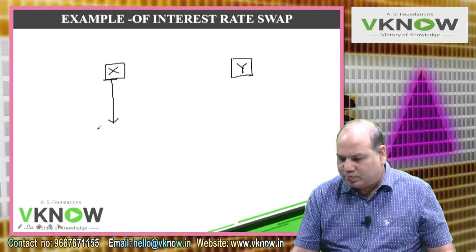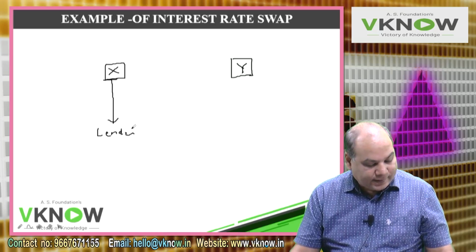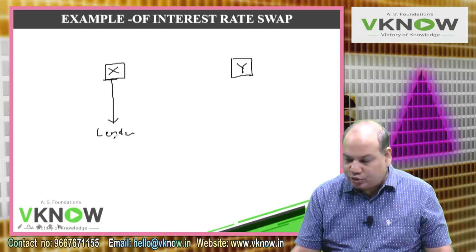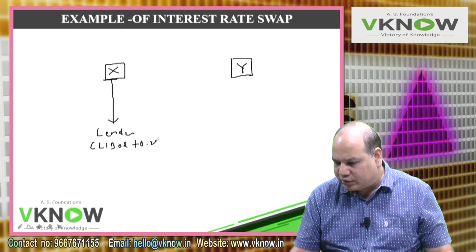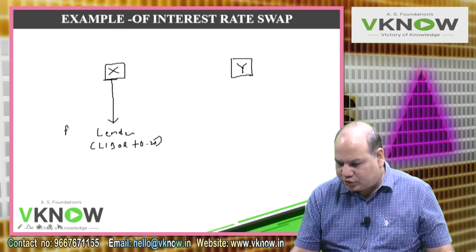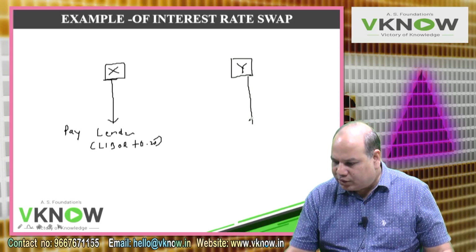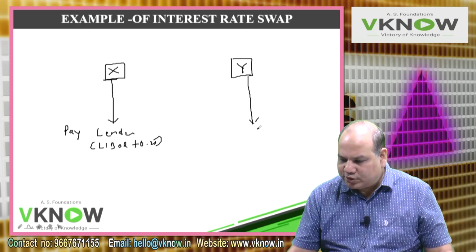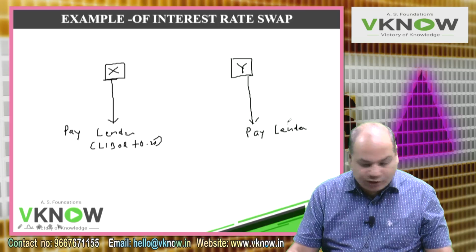X will pay to its original lender. What will it pay to its original lender? LIBOR plus 0.25. London Interbank Offer Rate plus 0.25. So this he will pay, and similarly Y will pay to its bank, Y will pay to its lender. How much fixed rate of interest does he have to pay?